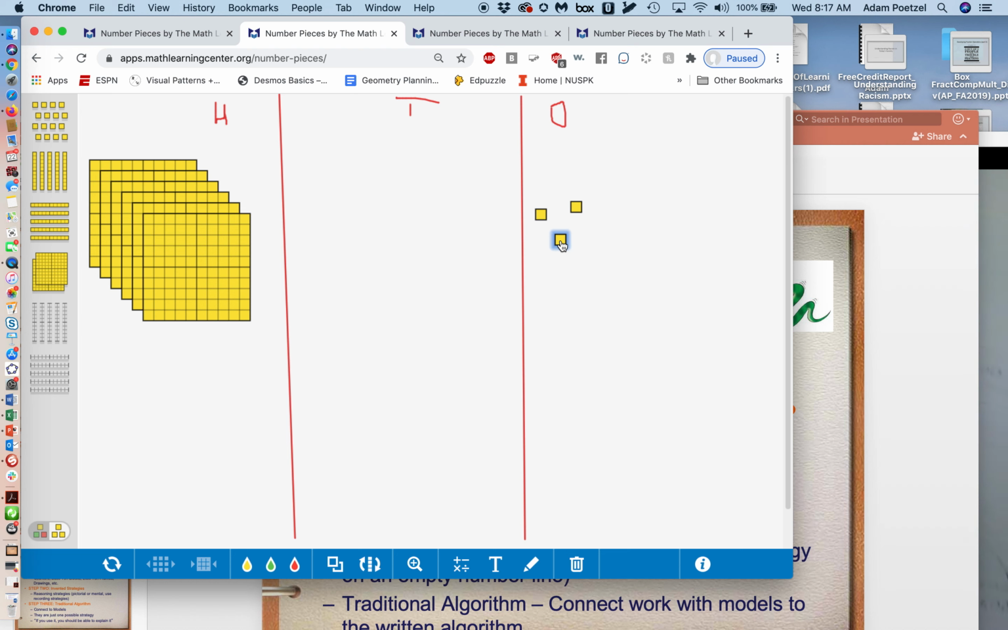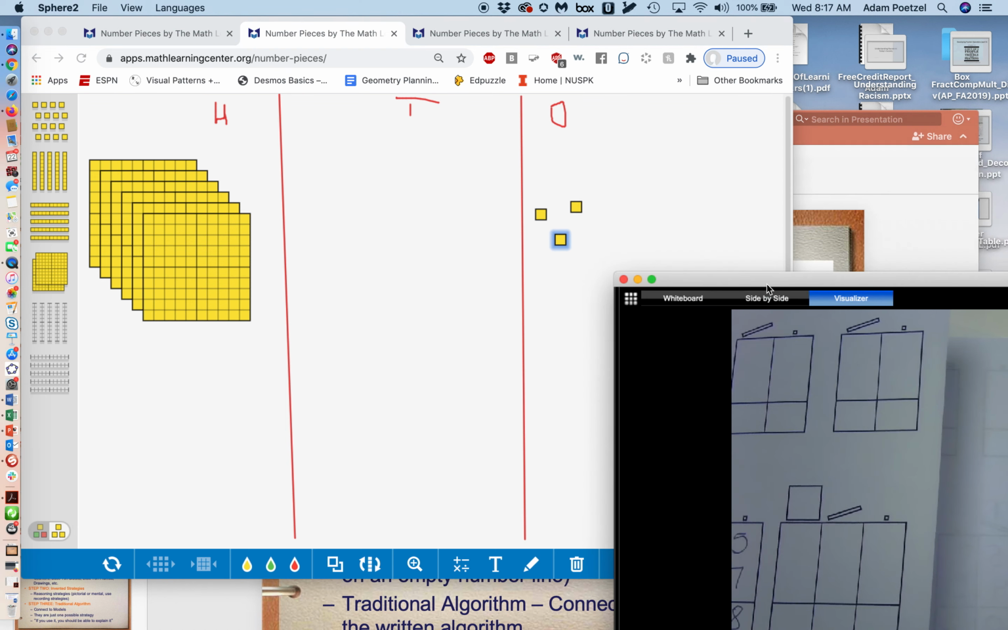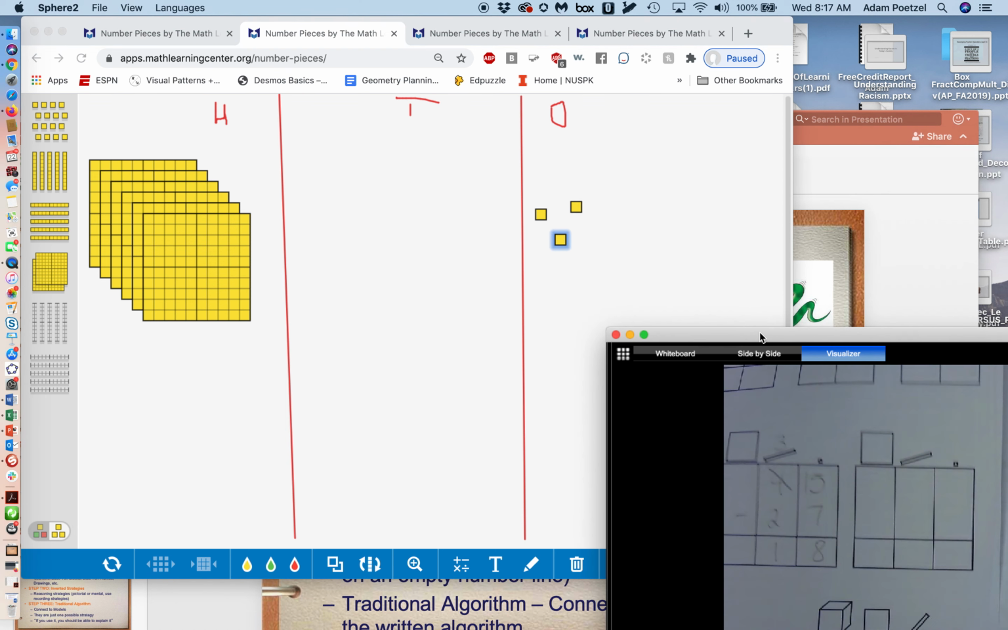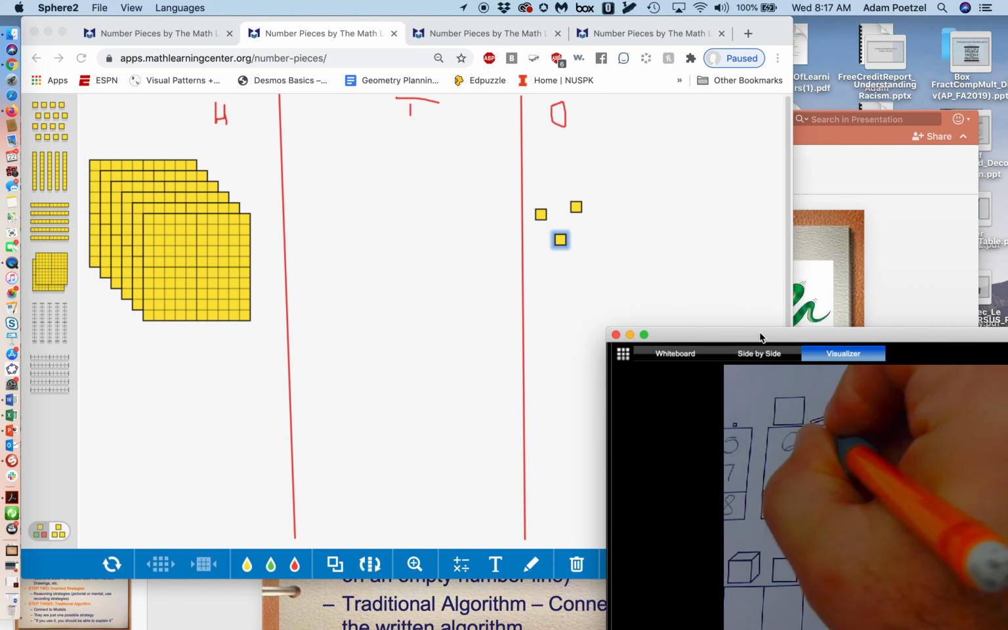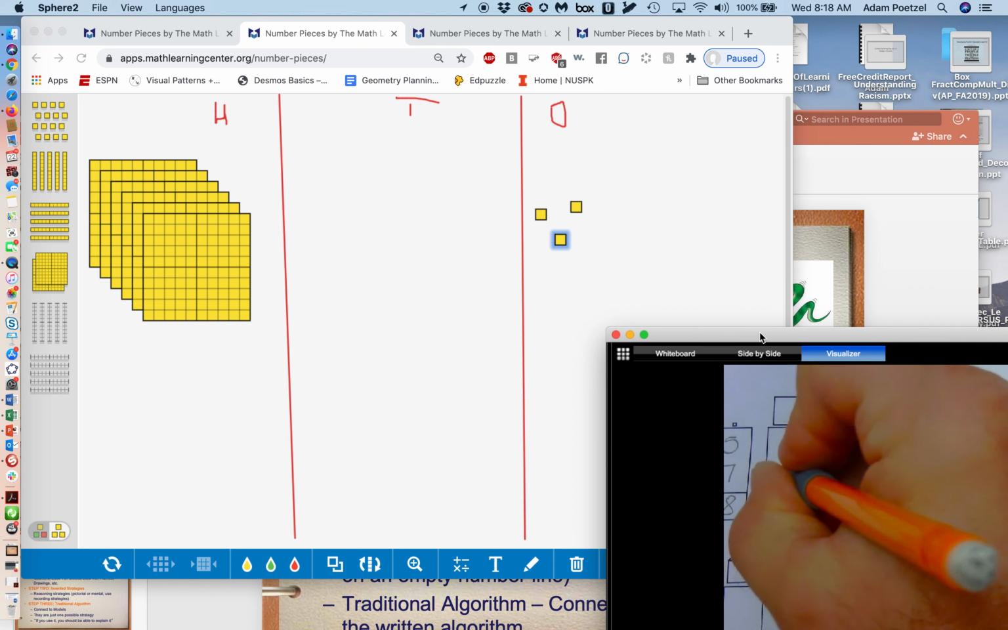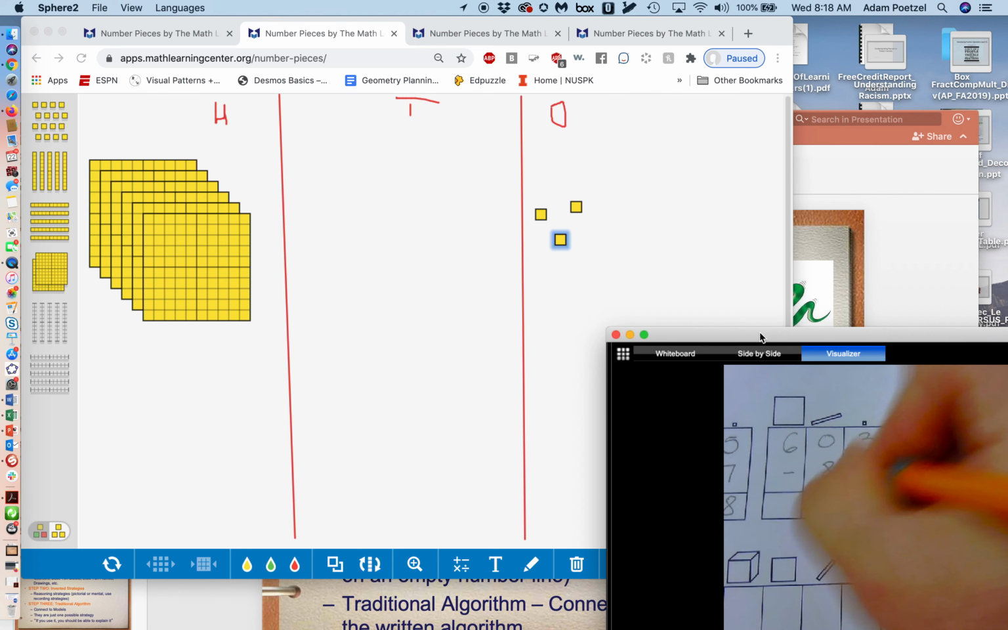You don't want to do that with direct modeling because that's our goal, is to remove that 89 as we go forward. So here is the question again. I'm going to write it right here. We have 603 snakes. We're going to subtract 89.